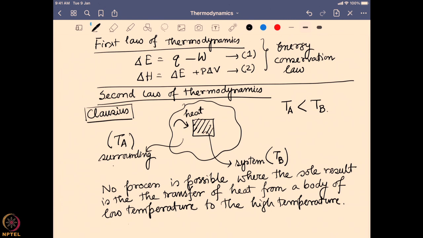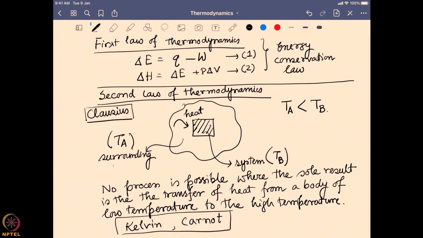You can also find the statements from Kelvin or Carnot, who defined similar statements in different ways. Our goal is not to distinguish between the different statements, but to understand the inherent meaning of the second law of thermodynamics.